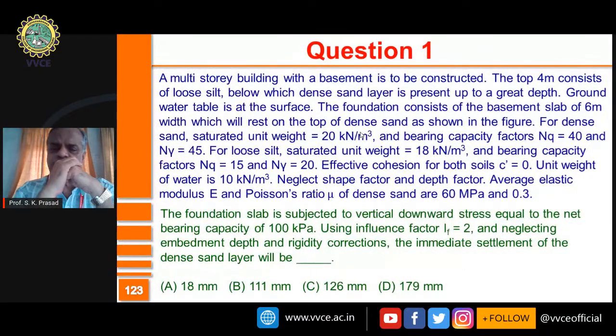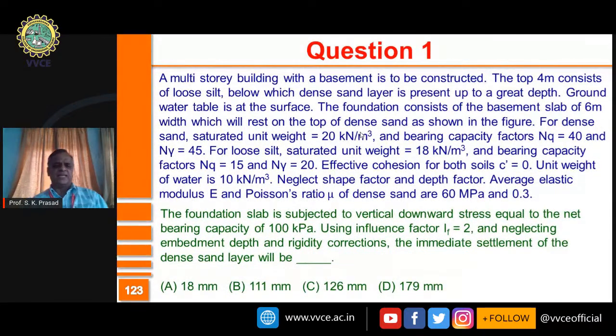I want you to be exposed to a few questions. This is a very lengthy question. I read the question. A multi-storied building with a basement is to be constructed. Top 4 meters of soil consists of loose silt. Below this level, a dense sandy layer is present up to great depths. Groundwater table is at the surface. The foundation consists of a basement slab of 6 meters width, which will rest on top of the dense sand, as shown in the figure on the next sheet.